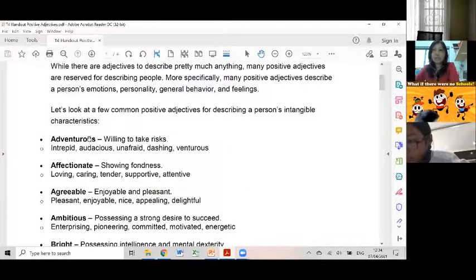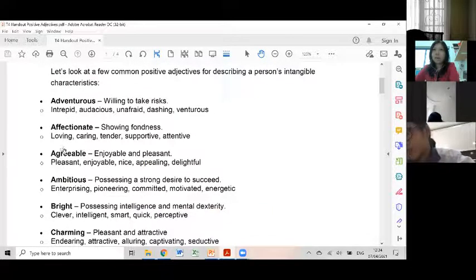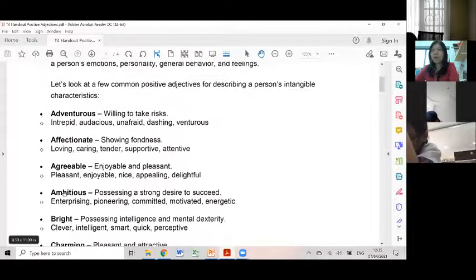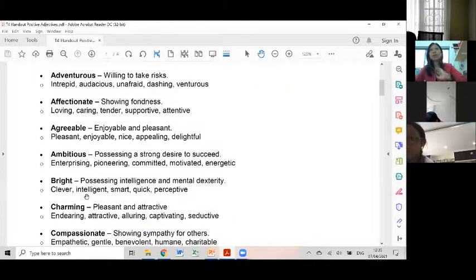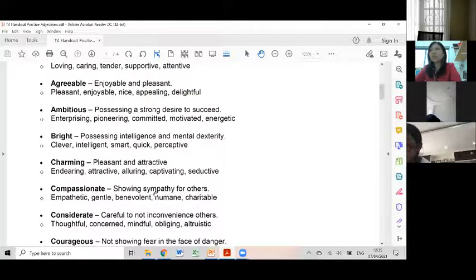Now, this first part is for describing a person's characteristic. For example, adventurous. The meaning is willing to take risk. And then I'm giving you also some synonyms of adventurous. You have agreeable, means enjoyable and pleasant. And then here are some synonyms of agreeable, okay? Now, when you are describing a place, you cannot use characteristics of a person. You cannot say the place is adventurous. No. You cannot say the room is compassionate. You cannot do that because these are to say about person's characteristic.